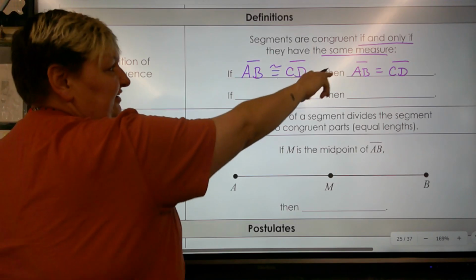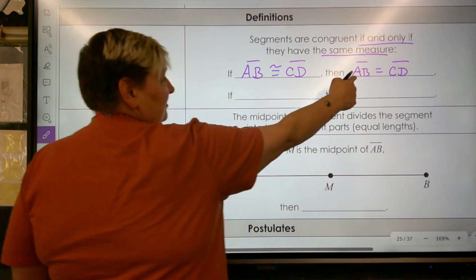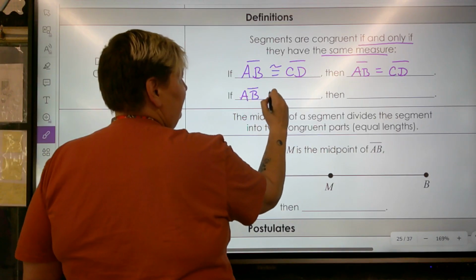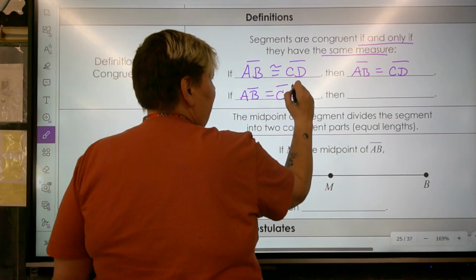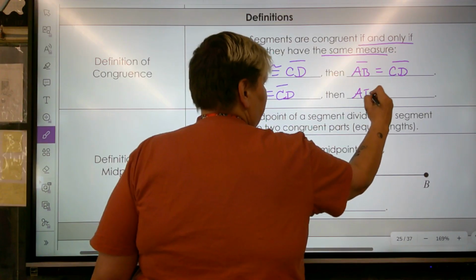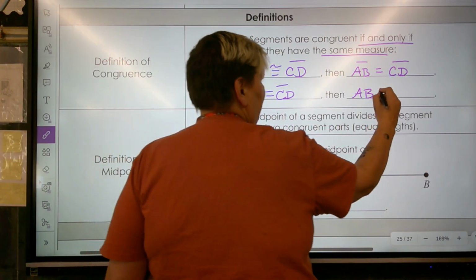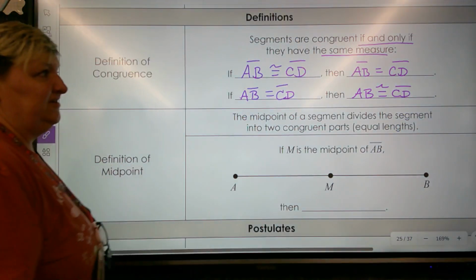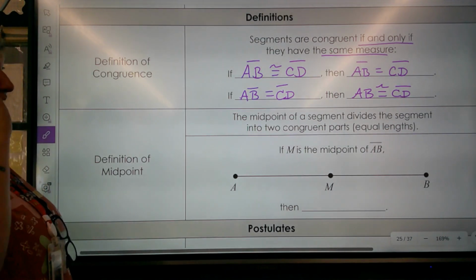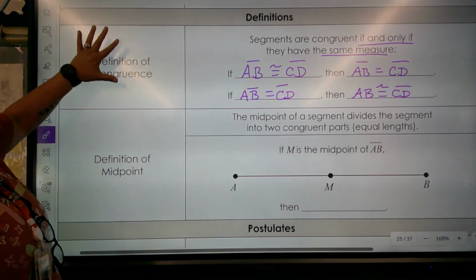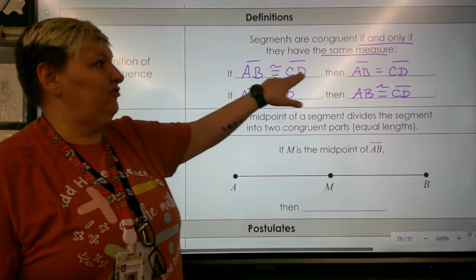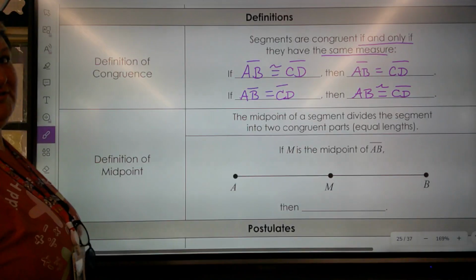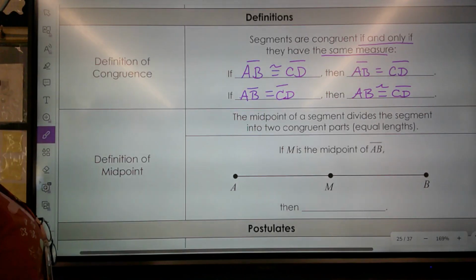But remember, biconditional means it's true in both directions. So, if segment AB is equal to segment CD, then segment AB is congruent to CD. It has to be true in both directions, so it's biconditional. And it's literally the definition of congruence. If it's congruent, then it's equal. If it's equal, then it's congruent. They're the same thing, different words.